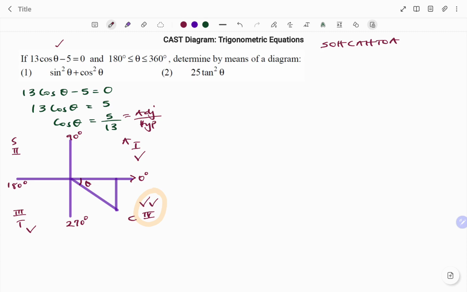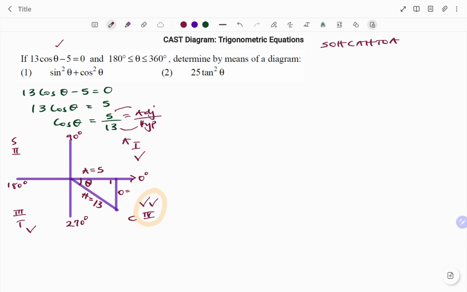If I label the sides of my triangle, the side facing theta is my opposite. The longest side is my hypotenuse. And the last side is my adjacent. So my adjacent will be positive 5. That's in the positive x direction. My hypotenuse is 13 as shown. And then we're left with our opposite.